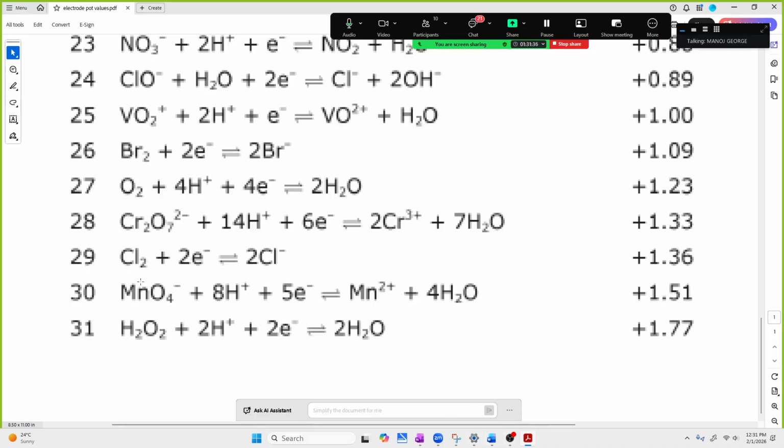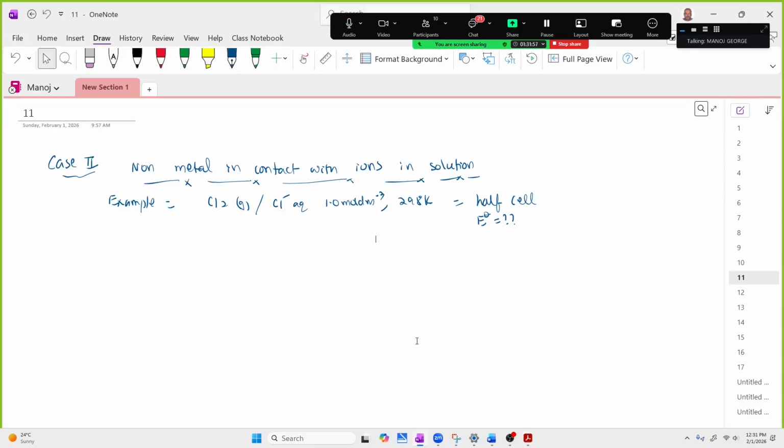So I need to figure out how this half cell looks. Here's something interesting for you. Every equation, these 31 equations that you see, every one of them is a half cell. They have given 31 half cells. Every one of them can be drawn. So how to draw this particular half cell? First of all, you figure out the SHE. So I'm just drawing the SHE very quickly.